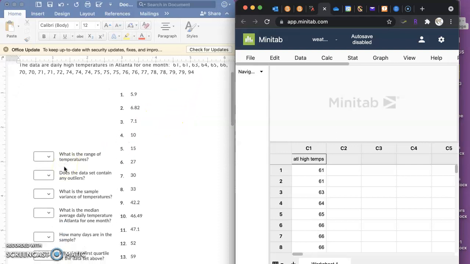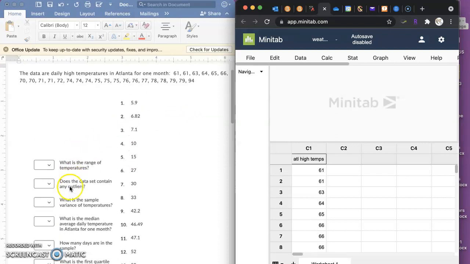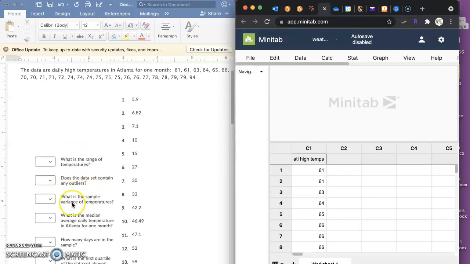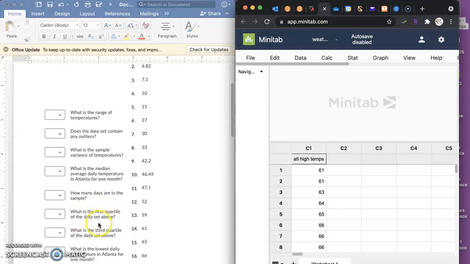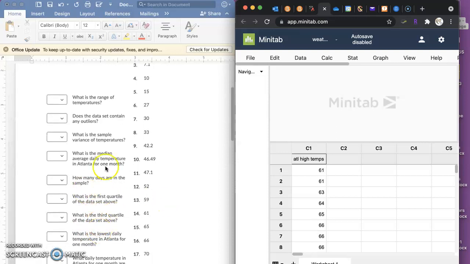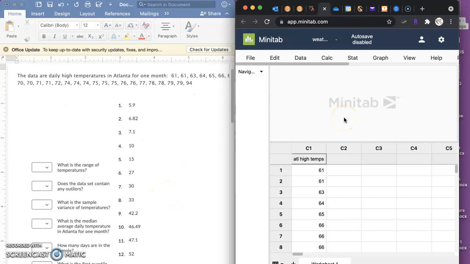So let's talk about each of these. What is the range of the temperatures? Does it have outliers? What's the sample variance? How many days? What's the first quartile, the third quartile, and so forth. So I know that this problem is asking me for the descriptive statistics of the Atlanta high temperatures. In other words, all the statistics that describe these temperatures.